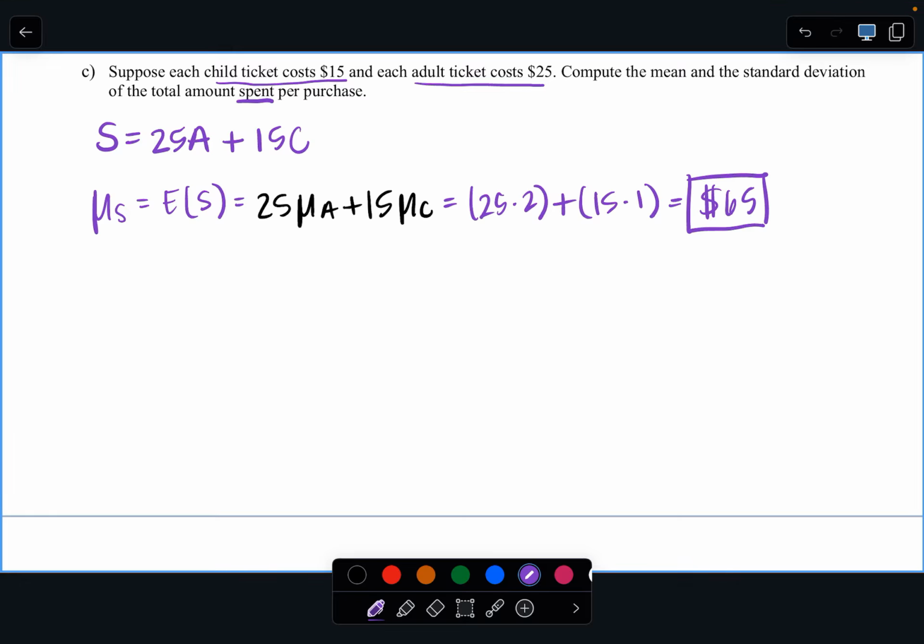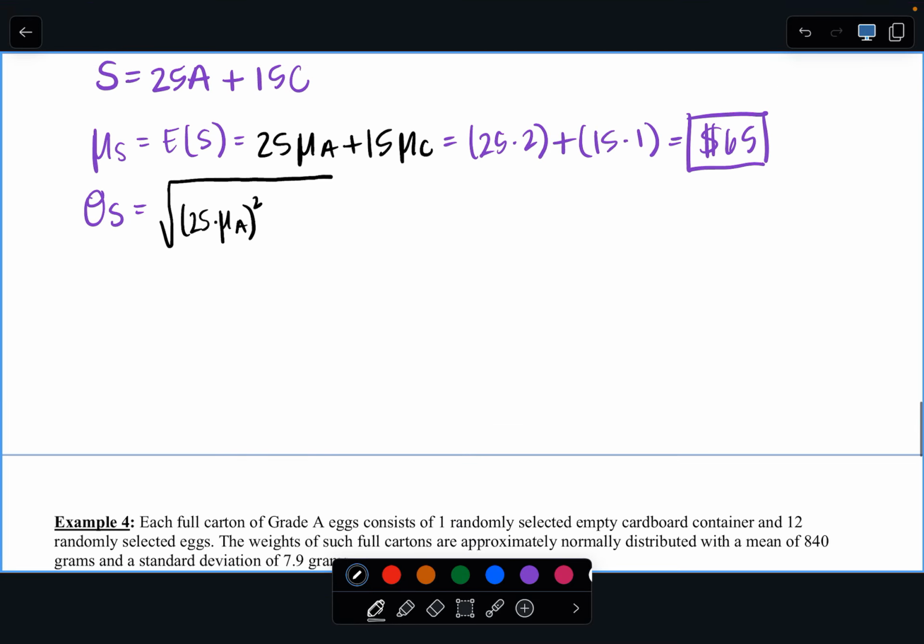Now for standard deviation, I'm still dealing with random variables being combined, but I'm also doing a transformation. So when I go in to do the standard deviation of S, I have to remember, and this isn't something we necessarily formalize as a formula that you need to memorize, but I'm going to write it out. I'm going to take that 25 times the mu of A first, and then I'm going to square it. So the square has to also apply to the scalar that you're using. So this is one way you can think of it where they're both in parentheses, they're both getting squared.